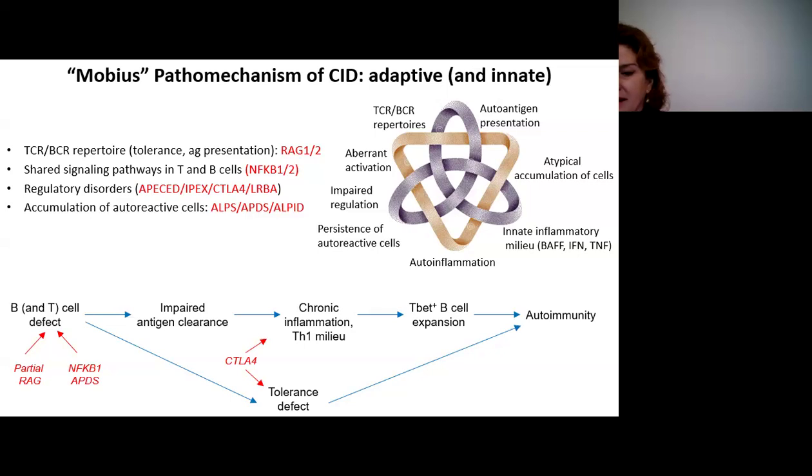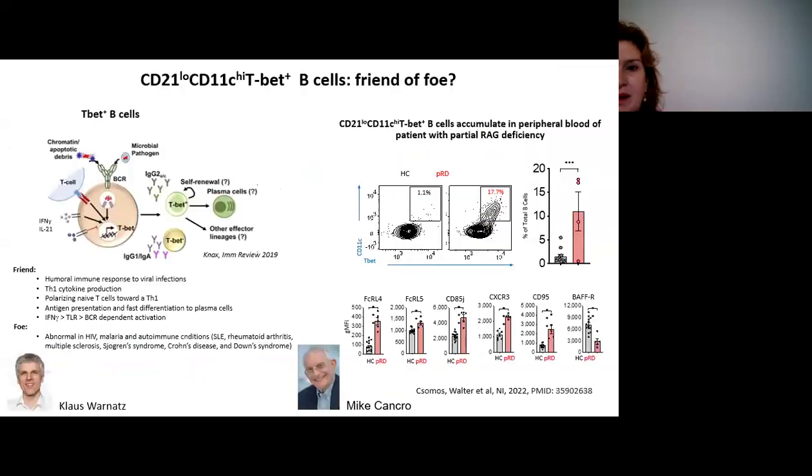Many of these are resulting in tolerance defects and eventually clinical autoimmunity developed. So every patient would have their own journey based on their own mutation or own disease, but in the end, you would see clinical autoimmunity. So let me talk to you about these T-bet cells.